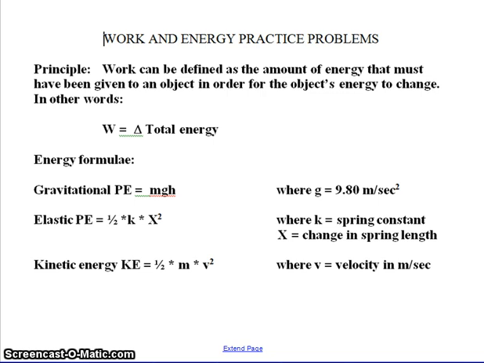Here's the third in a series of tutorials thinking about energy. In this case, we're going to talk about work done by various agents that can change the energy of an object. We're going to define work, as it says on the handout that you've got, as the amount of energy that must have been given to an object in order for that object's energy to change. In other words, work is equal to the change in the total energy of some object.